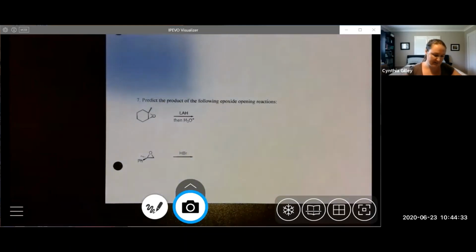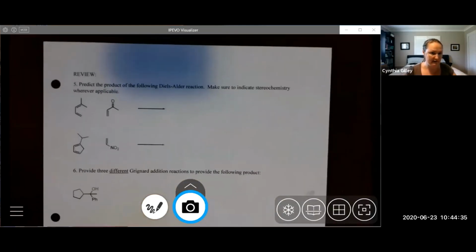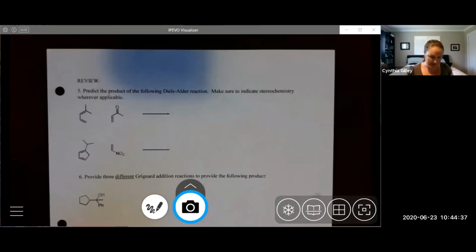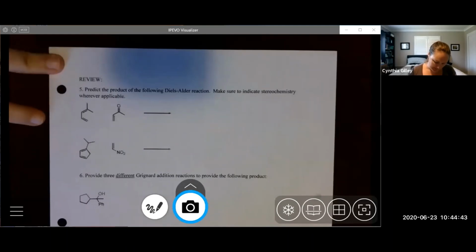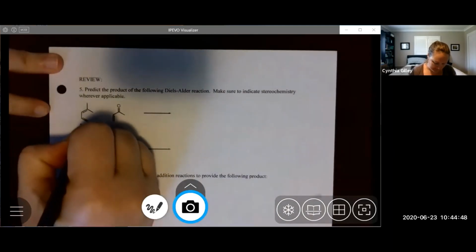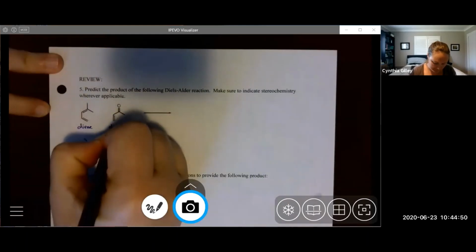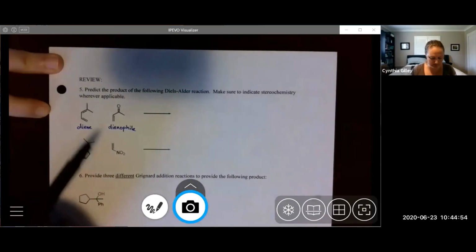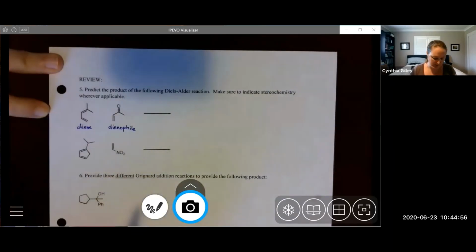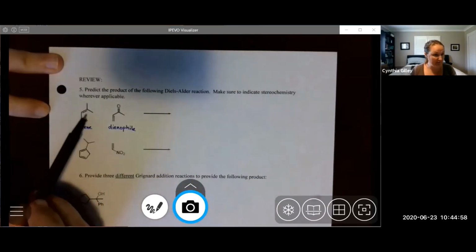The last part of this activity is a review activity. Make sure you keep up your skills on the Diels-Alder reaction and some other things. So it looks like this is our diene and dienophile. Right? The electron donating groups are only alkyl groups, so there is no delta negative here.